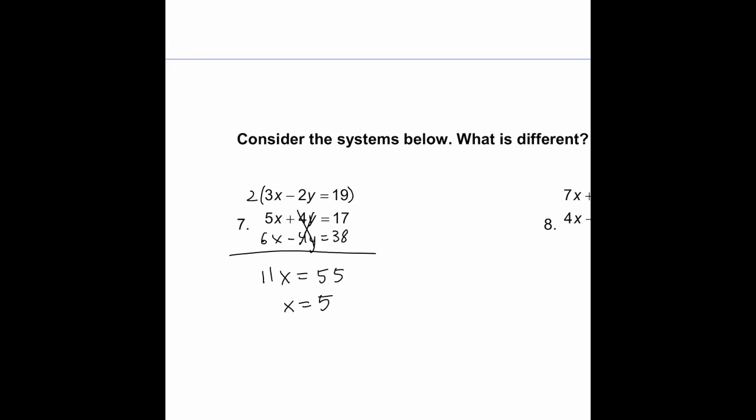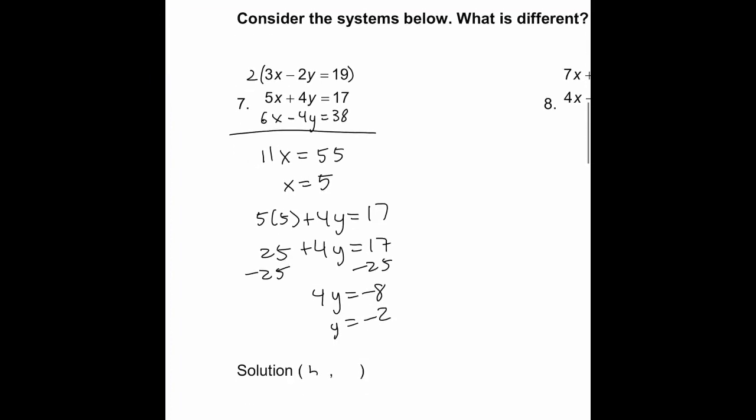And once I have one of the variables solved, I'm going to plug it in. So 5 times 5 plus 4y is equal to 17, 25 plus 4y is equal to 17. Subtract 25. 4y would equal negative 8. Y would equal negative 2. Okay? So I have x is equal to 5. Y is equal to negative 2.